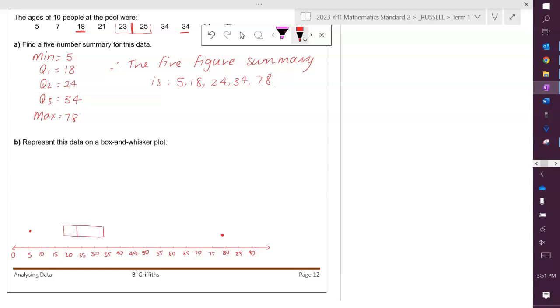We connect those 3 vertical lines to make our box, and then from our lower to our box, we draw a straight line, and the same to our upper at the other end. And that is our box and whisker or box plot.